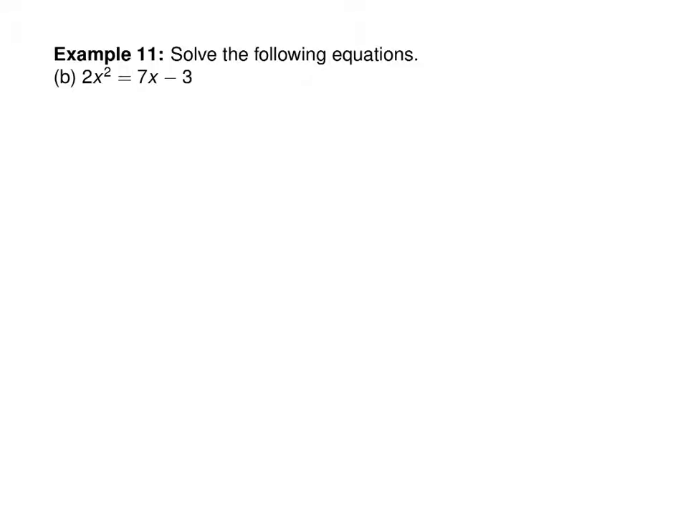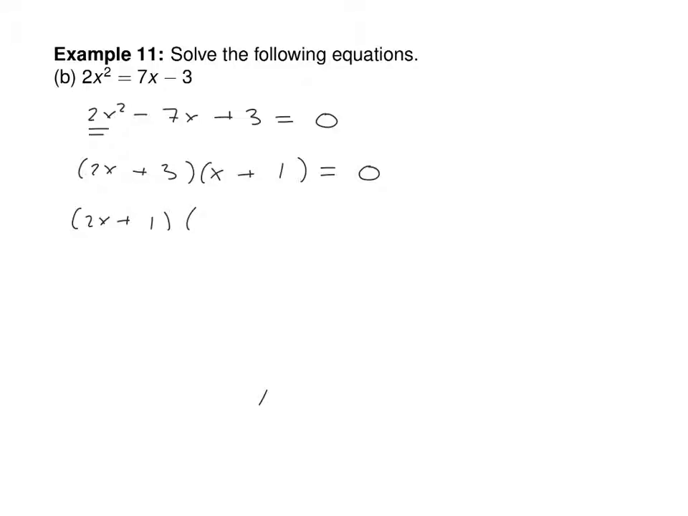Okay, more factoring. So 2x squared minus 7x plus 3 equals 0. I think it's good you know how to guess and check, so we're going to try. So 2x squared is 2x and x. I'm going to write two options here. You tell me which one's right. Either it's plus 3 plus 1, or it's plus 1 plus 3.